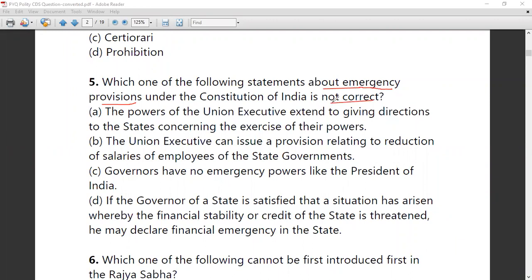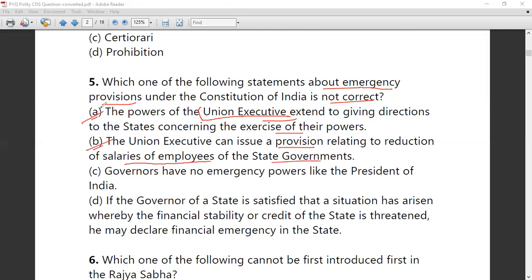See, the powers of the Union Executive extend to giving directions to the state concerning the exercise of their powers. Yes, when there is an emergency, then the Union Executive's power is extended to provide directions to the states. The Parliament here it is discussed. So it is a correct statement. Next is the Union Executive can issue a provision relating to reduction of salaries of employees of the state government. Of course, yes. Now the Parliament has the residuary powers to do.